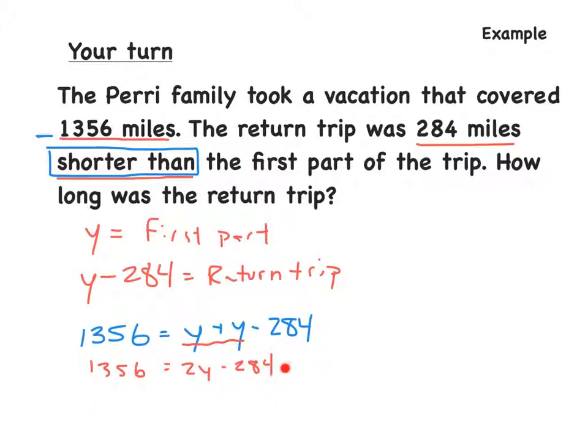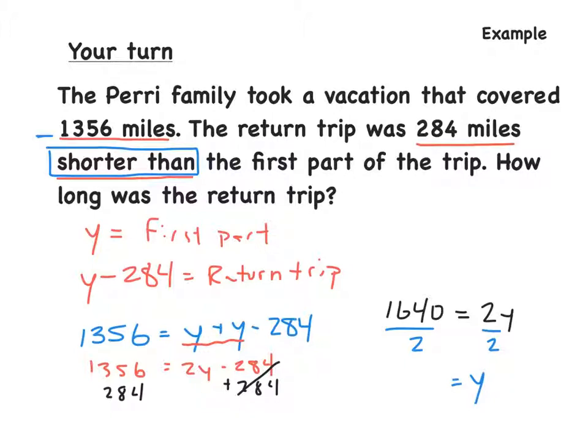So let's move this 284 over to the left side. The opposite of subtract 284 is to add 284 to both sides. So those cancel out. When we do that, we get 1,640. And all I have left on the right side is 2y. Now, to get y by itself, divide by 2. And y is equal to 820. But this isn't our final answer.